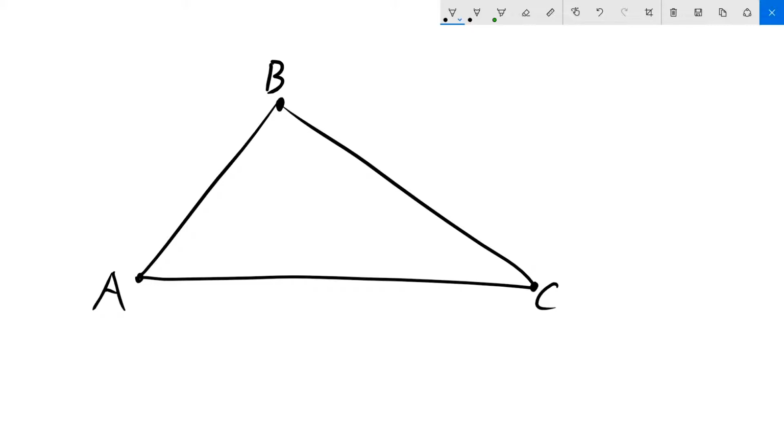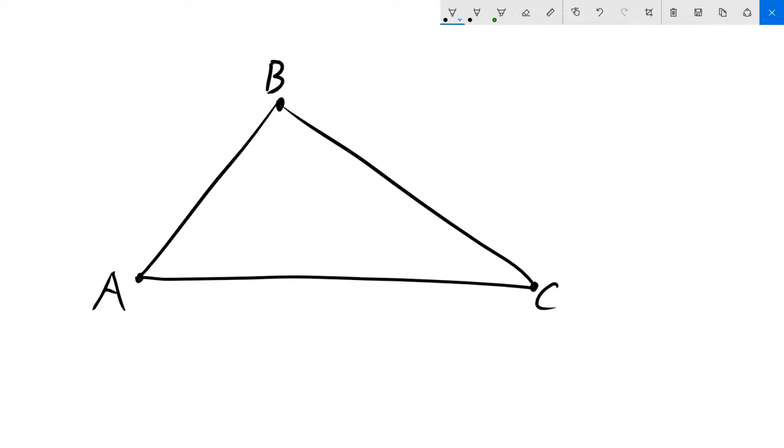Today we're going to be talking about the sine rule. What the sine rule does is it allows you to work out an angle or side, depending on what information you have. So let's prove it and show a little bit of notation before we actually apply it. Let's start with this triangle here.